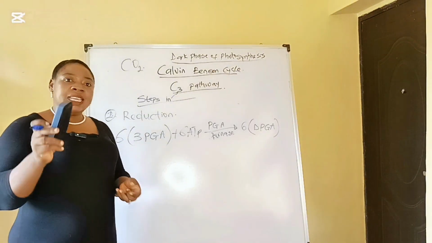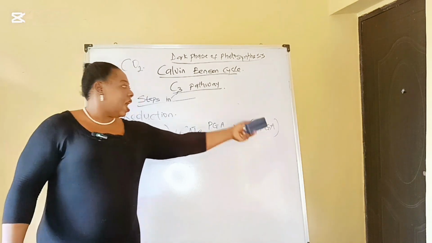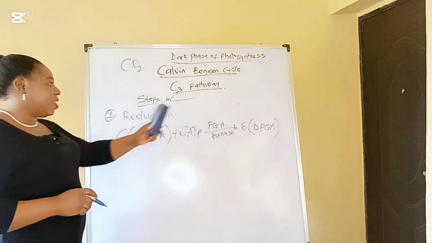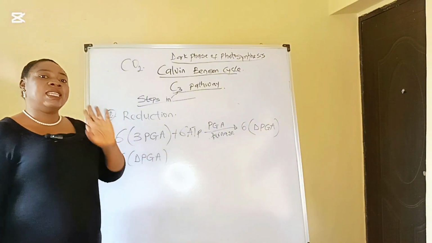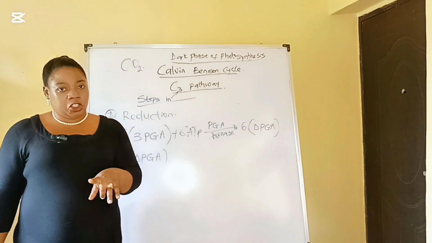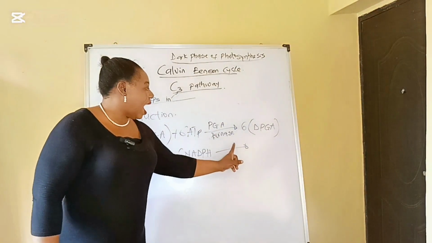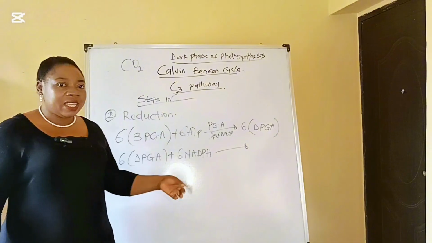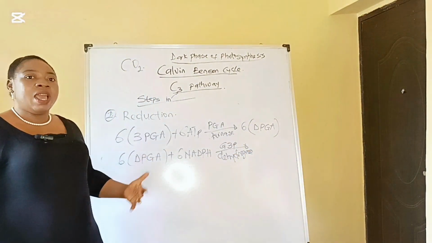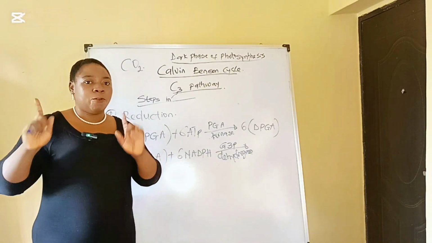So the next thing is that this product, we start our next reaction now. 6 molecules of that product will now react with 6 molecules of NADPH. The enzyme that will catalyze this reaction is glyceraldehyde 3-phosphate dehydrogenase. The product we'll get from this reaction now is 6 molecules of glyceraldehyde 3-phosphate.